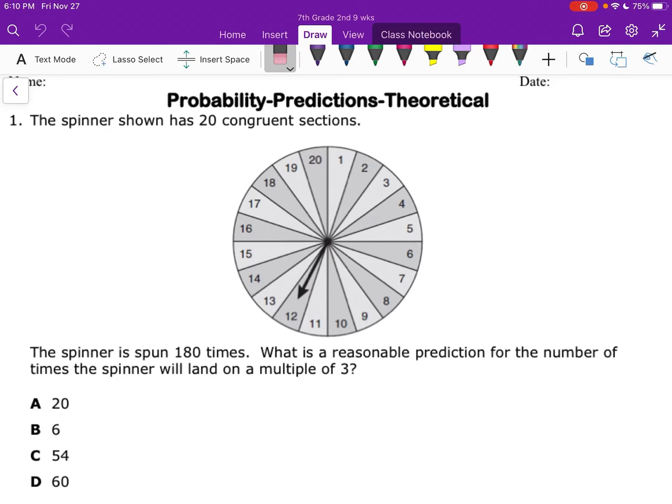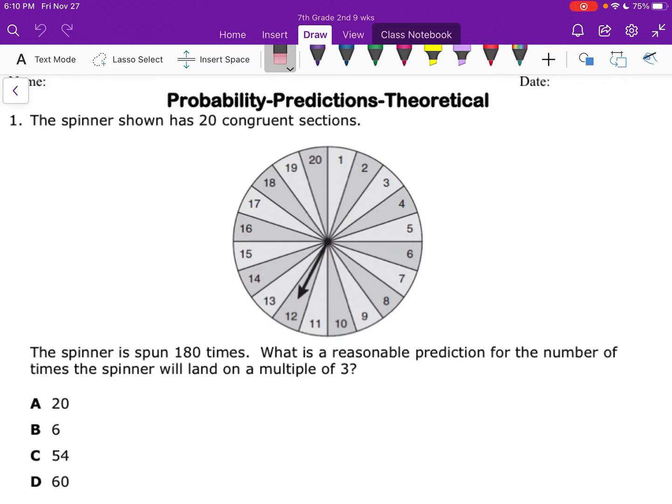Today we're going to be looking at probability, making predictions with theoretical situations or theoretical events. So remember, theoretical events when we're doing probability is what's supposed to happen. For example, in number one, we're looking at the spinner and we're saying, okay, what could happen on that spinner? What's supposed to happen in theory?